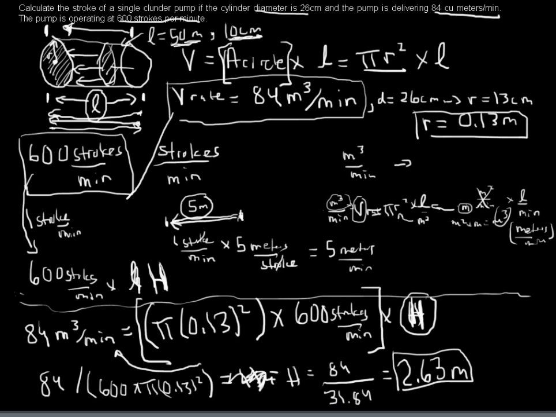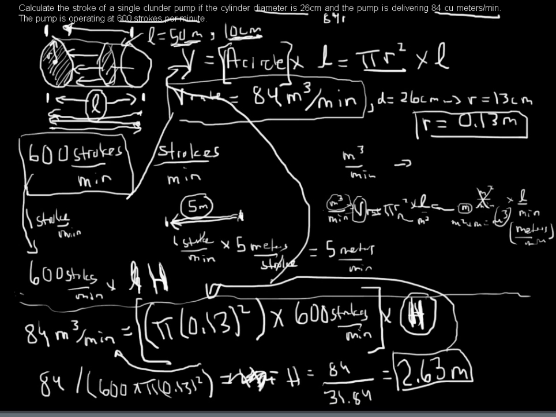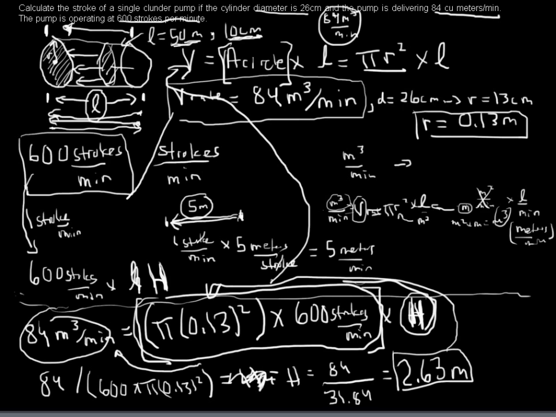And you can check to see if this really makes sense. Every time you get a final answer, you can always plug it back into whatever formula you had. So let me just do that in the corner. On the left hand side we had 84 meters cubed per minute. Now let's check if this whole right side is actually equal to 84 meters cubed per minute. We know that pi times 0.13 squared times 600 was 31.84.